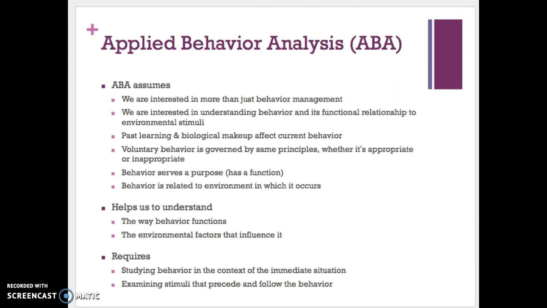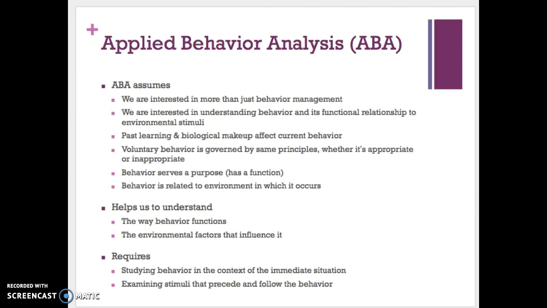We are also selecting voluntary behaviors because that way we are sure it's not a part of a disabling condition or anything like that. Behavior serves a purpose, like I said, which is called the function. So you're going to be hearing that a lot in your work towards learning about behavior. Behavior is related to the environment in which it occurs.